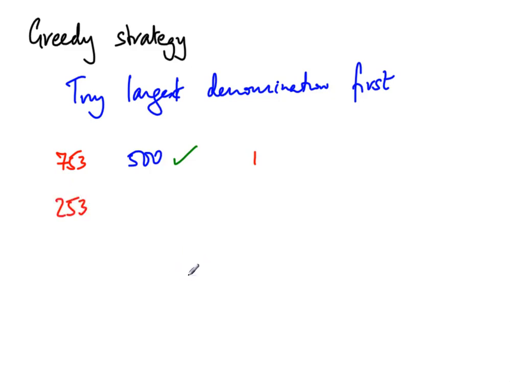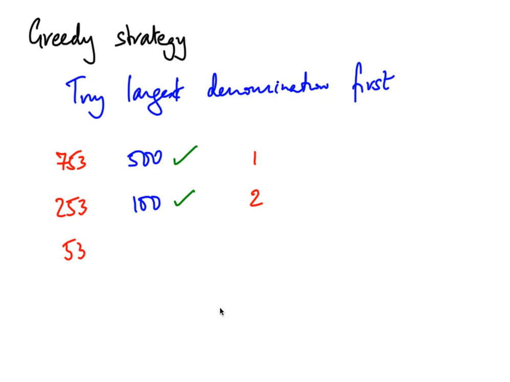So now we can't use any more 500. So now we go to the next denomination in descending order. So we find that the next denomination is 100, and the 100 rupee note will fit in 253, and in fact, two of them will fit. Right? So you take two 100 rupee notes, and you come down to exactly 53 rupees.